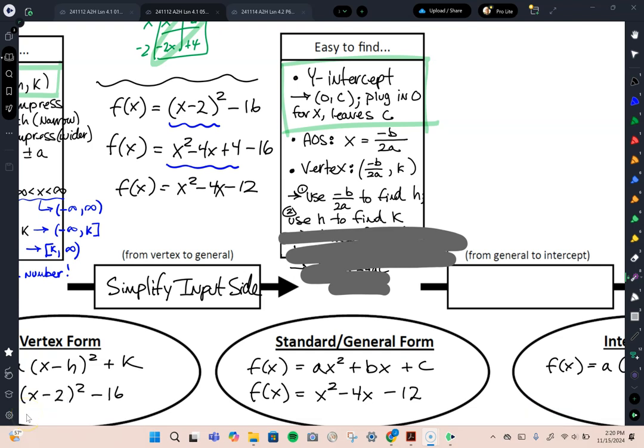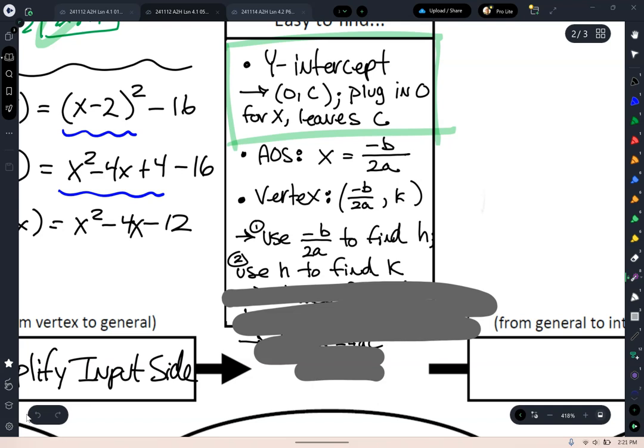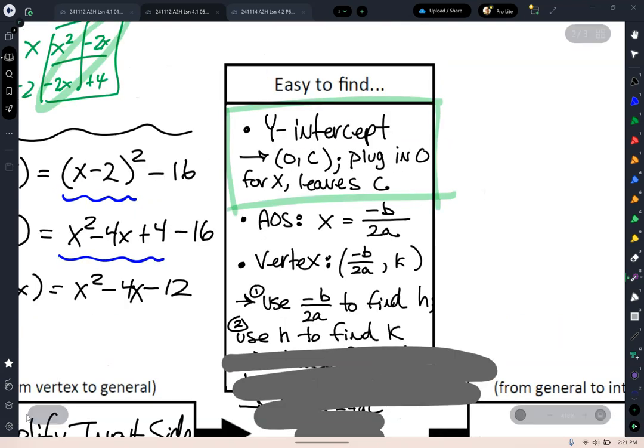Okay, so let's just talk through real quick a couple of things on here. So when it comes to our standard form, the thing that we highlight with standard form that's really, really easy to find is our y-intercept. Now, we talk about intercepts being important pieces of information as we're doing these graphs, right? Places where we know the picture crosses the y-axis, x-axis. This, of course, is super easy to find because every point that's on the y-axis has an x-value of 0, right? It has an input of 0.